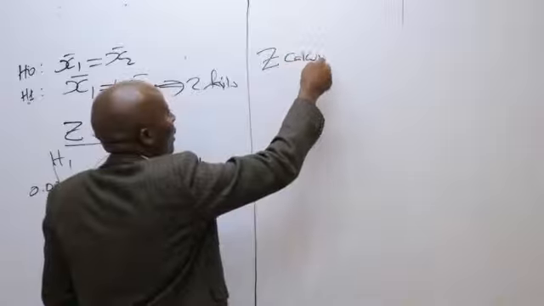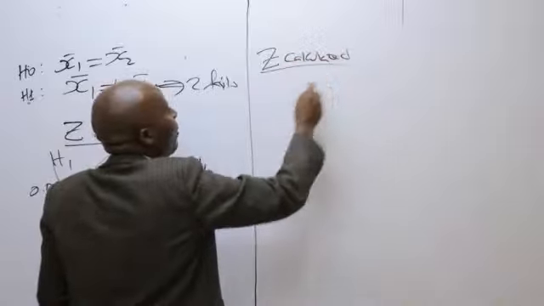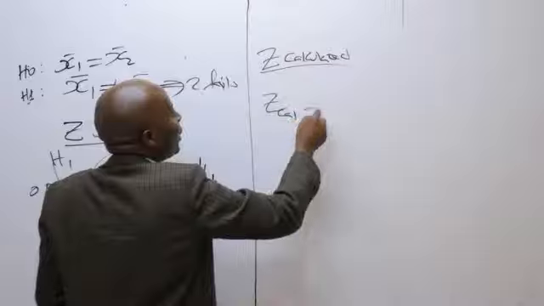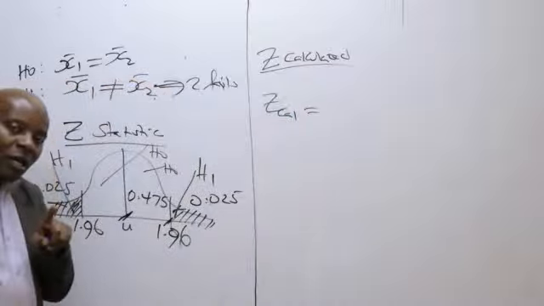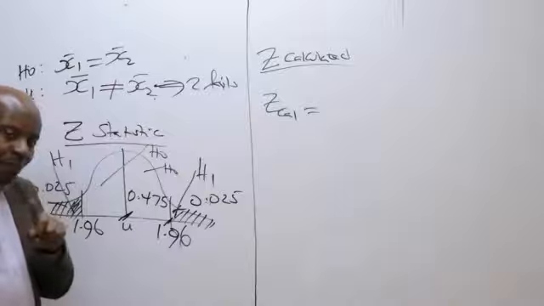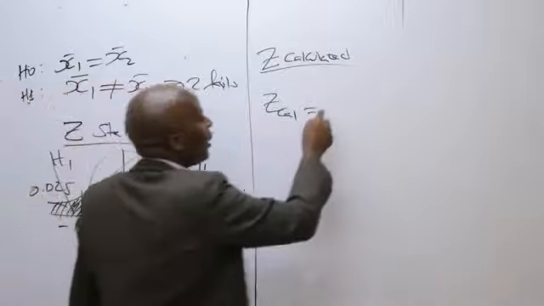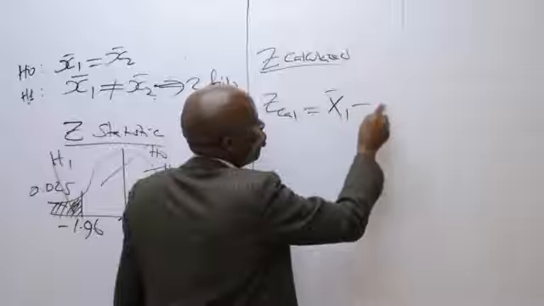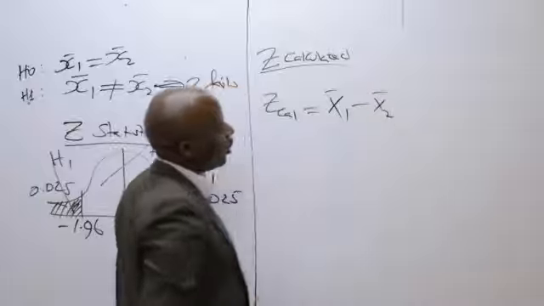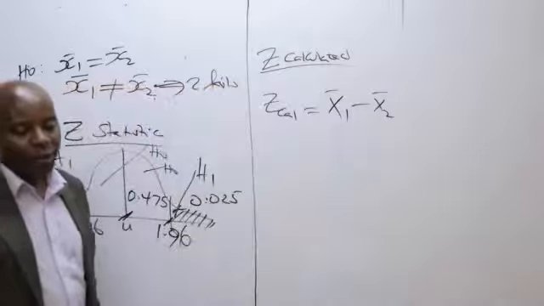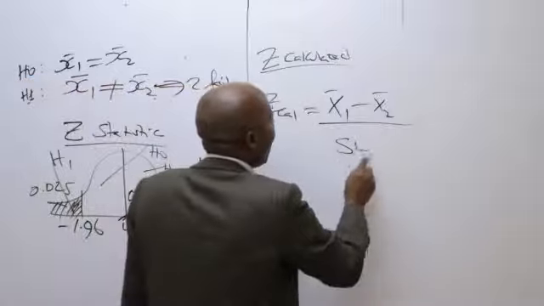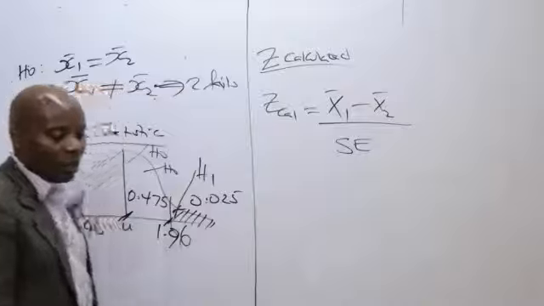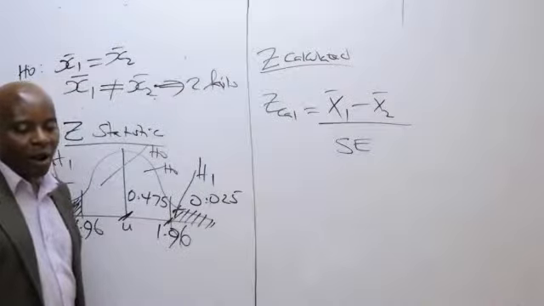So Z calculated. Remember that now here, ladies and gentlemen, we have got two samples. We can't talk of X bar minus mu. No. Two samples. So what we have here will be the difference between the two samples like that: X bar 1 minus X bar 2, all over the standard error.